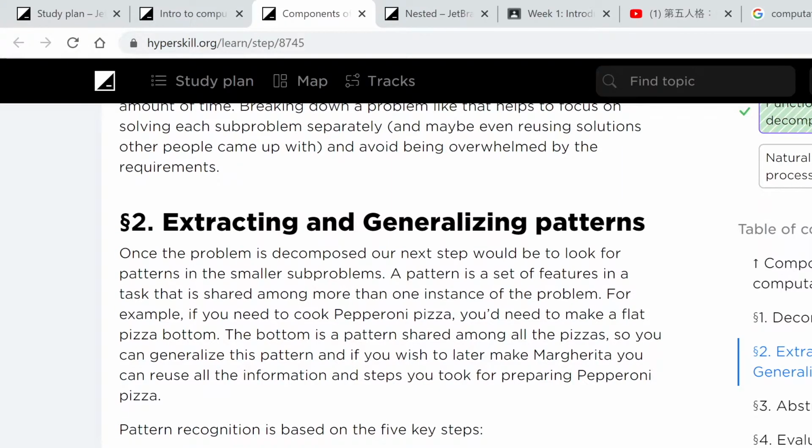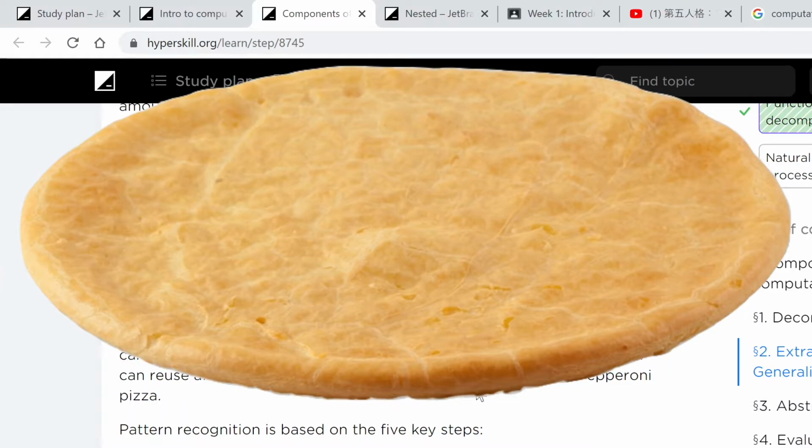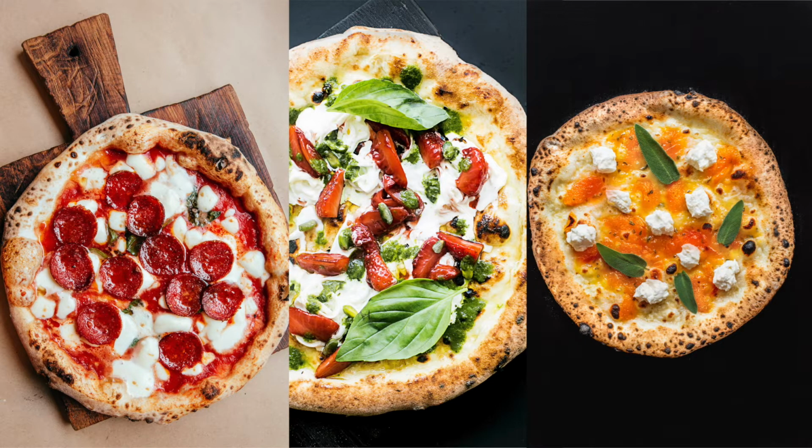Like, for example, if you need to cook pepperoni pizza, you would need to make a flat pizza bottom. A bottom is a pattern shared among all the pizzas, so you can generalize this pattern. You can reuse other information and steps you took for preparing pepperoni pizza.